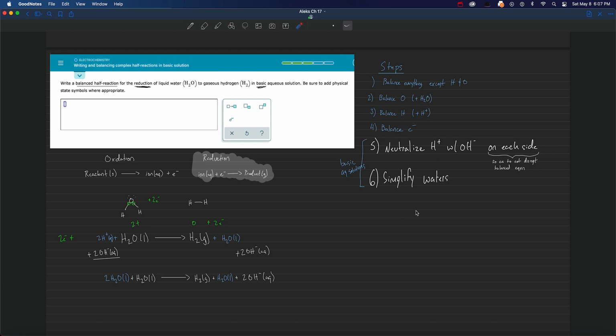Add up and simplify these water molecules. So you'll see that we have 3 water molecules on the left side, 1 water molecule on the right side. This one's going to go away, and this one's going to go away as well. Essentially, you're just going to have 2. So the final equation is going to be 2 H2O liquid is going to give dihydrogen gas plus 2 hydroxide aqueous, and I almost forgot.